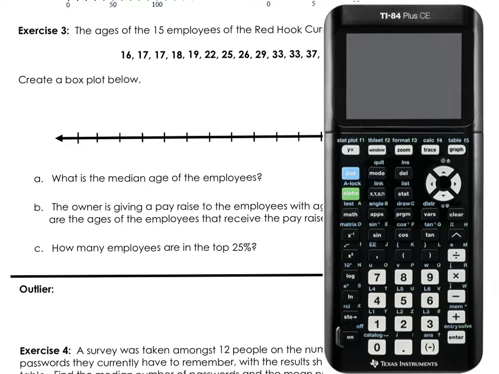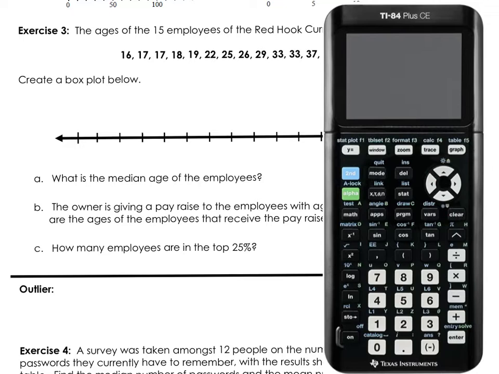Then it'll take you to a list. Now, if you have anything in your list, you want to clear it but not delete it. So you're going to hit the up arrow right here, the up arrow. Then you're going to hit the Clear button. And then you're going to hit the down arrow, and that will clear out your list without deleting the list. Then you should have a blank list. If you had anything in L2, you would just need to go over to L2 and then do the same thing. Up arrow, clear, down arrow.